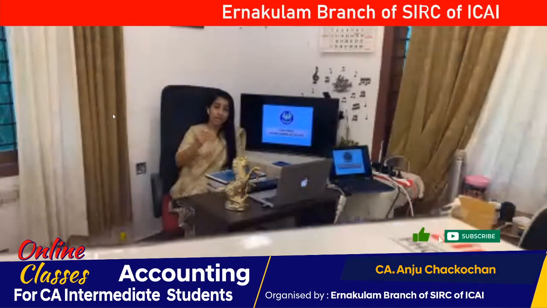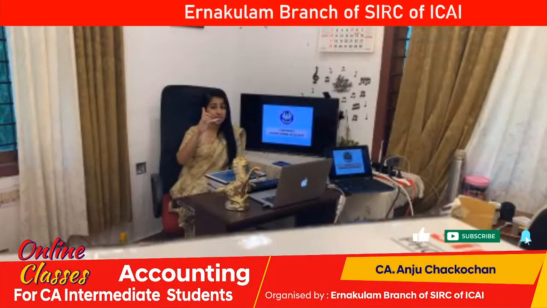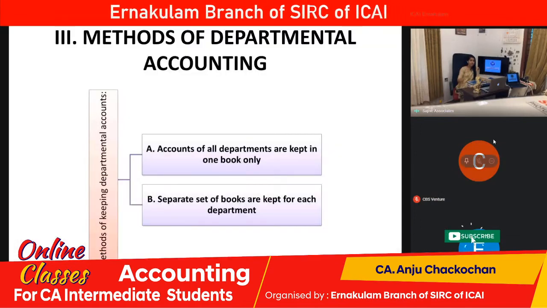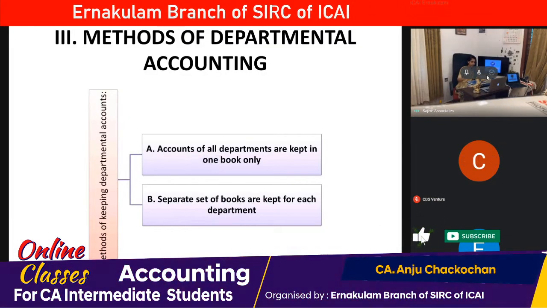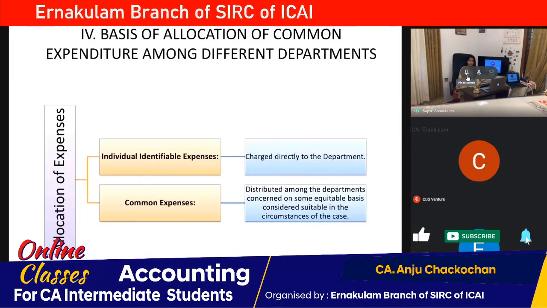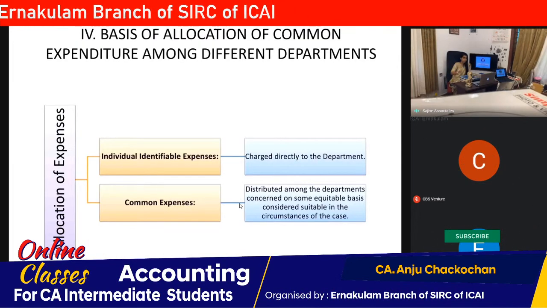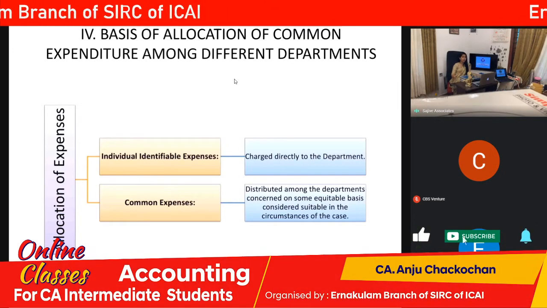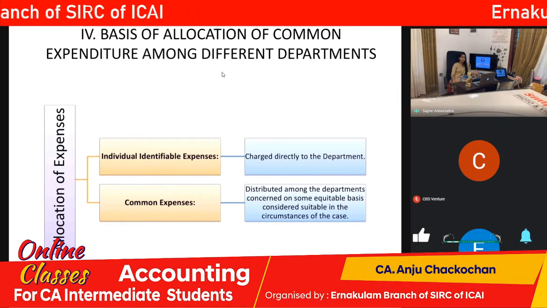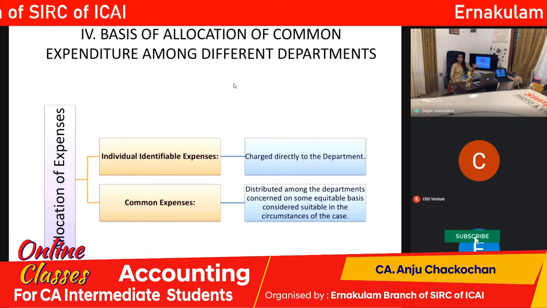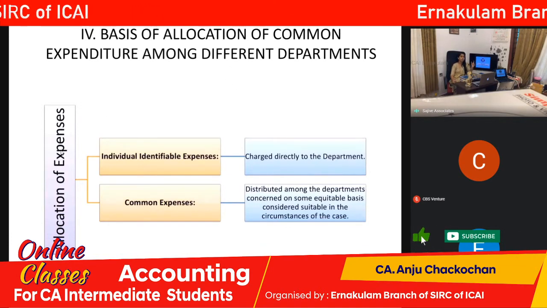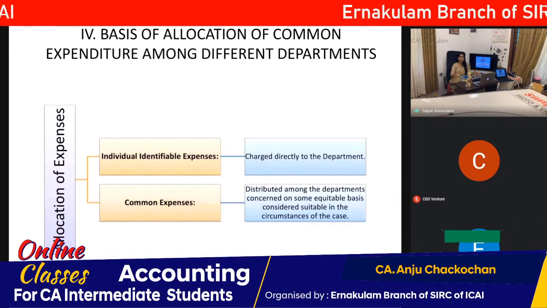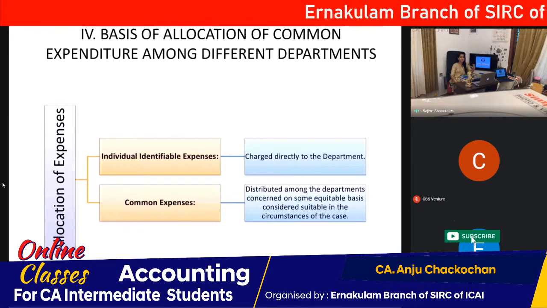We learned the advantages. Now, what were the methods of departmental accounting? All the accounts can be maintained in one single book, or all the accounts can be maintained in different books. And then the basis of allocation, which was very important, and from this we said that these points are very important. Basis of allocation: we said that there can be two different types of expenses. One is independent expenses, which belong only to a specific department. So we don't actually have to allocate that expense. Instead, you can just charge that expense to that single department.